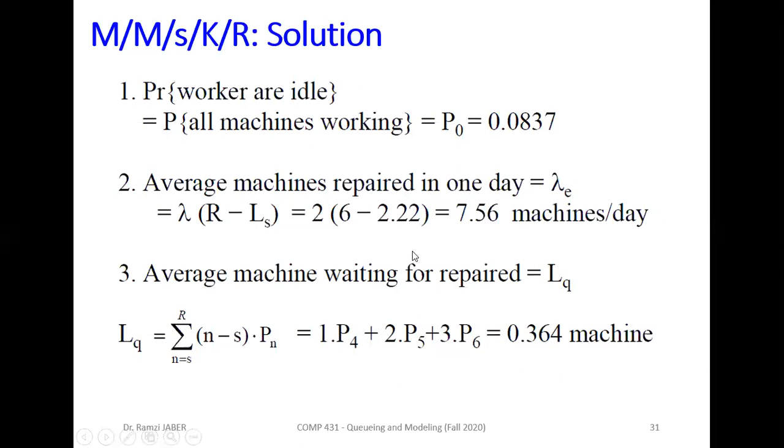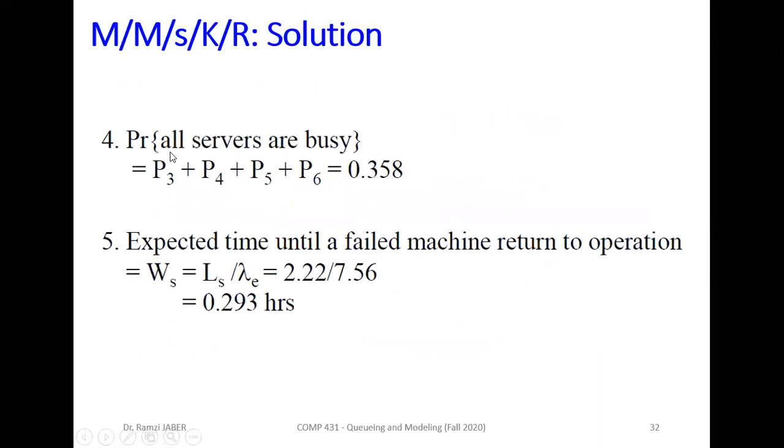Okay, let's continue. Probability all servers are busy. All servers are busy means we have 3 machines in the system, or 4 machines, or 5 machines, or 6 machines inside the system. So we add all the probabilities, P3, P4, P5, P6. Expected time until a failed machine returns to operation, WS, equals L over lambda E, which is equal to 0.29 hours.